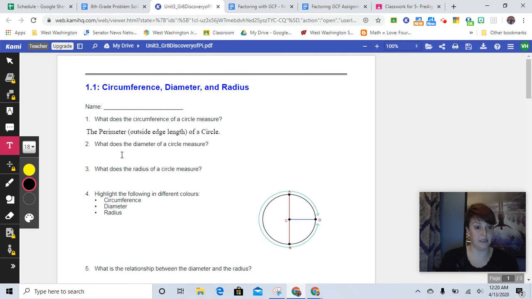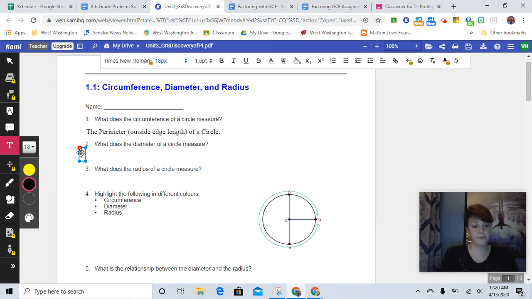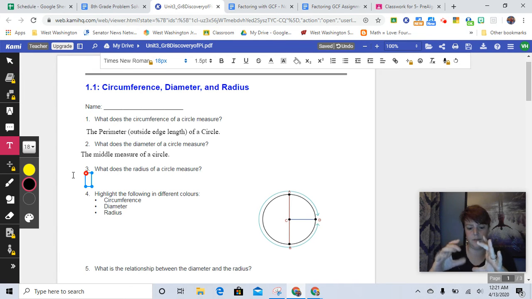So this is the middle measure of a circle. So it tells us how wide, fat, round, or not round, because that's not it, but the length through the center of the circle. So the middle measure. All right, and what does the radius of a circle measure? So you've all seen the spokes on a bike, the little lines coming off of a bike's wheel, and it all goes here to the center.